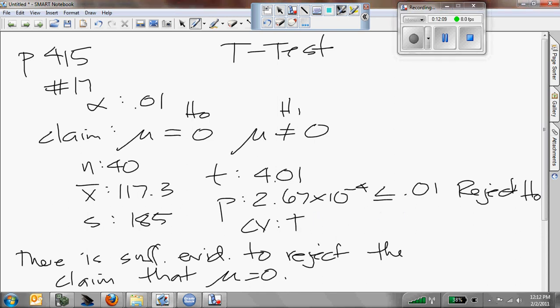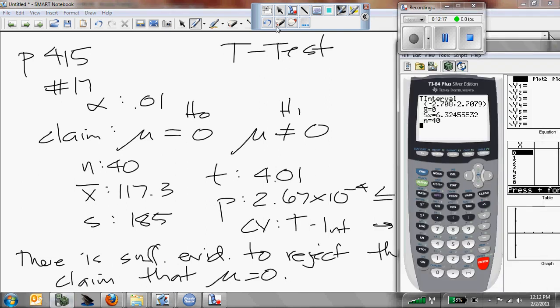Let's see, we use t interval. We got positive and negative 2.70. Very good.